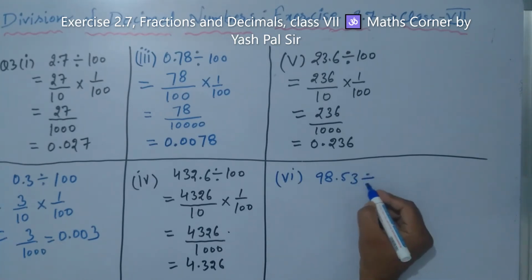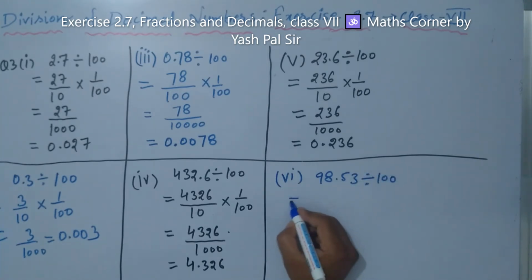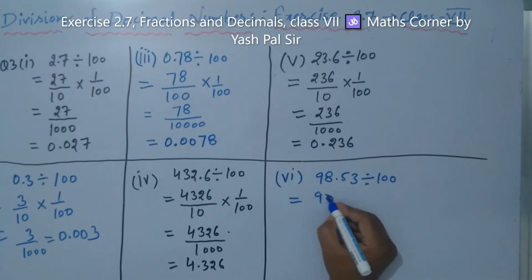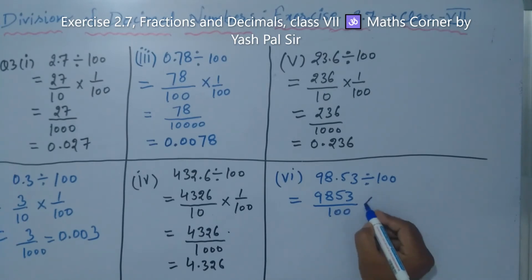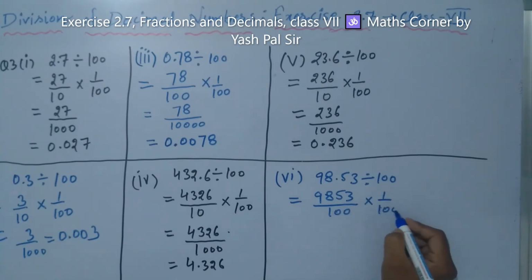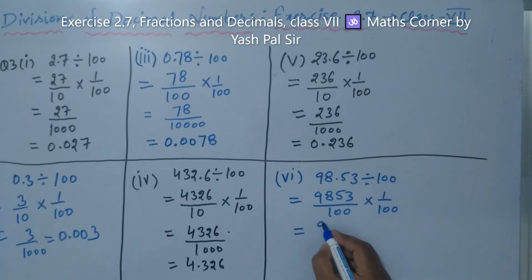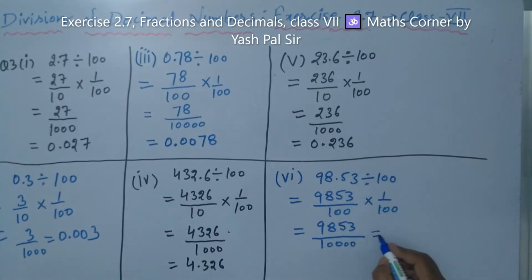98.53 divide 100. This is equal to 9853 divide 100 into 1 upon 100, which is equal to 9853 divide 10,000, which is equal to 0.9853. So this is the final answer of this question.